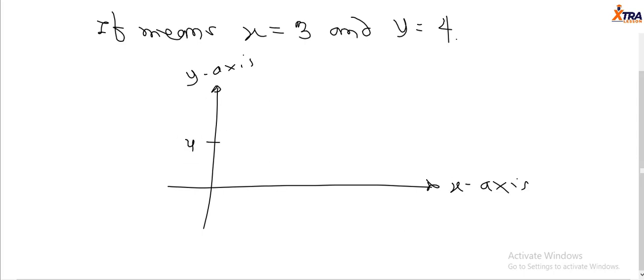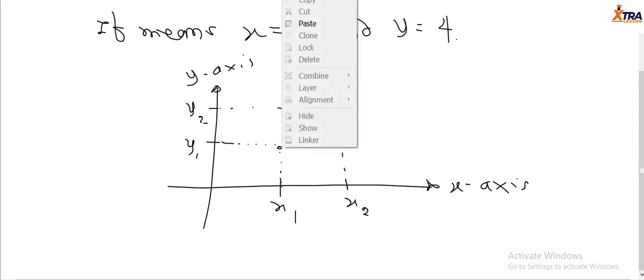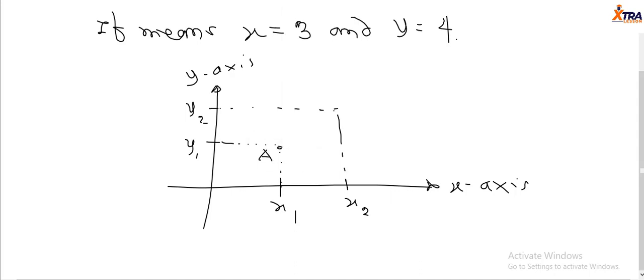Likewise, in a two-dimensional plane, we have the y axis and the x axis, with y1, y2, and here x1, x2. So if we join the two points together now, a point is formed here. You can call this point A, which has the coordinate of x1, y1. So here we have B, which has a coordinate of x2, what? y2.